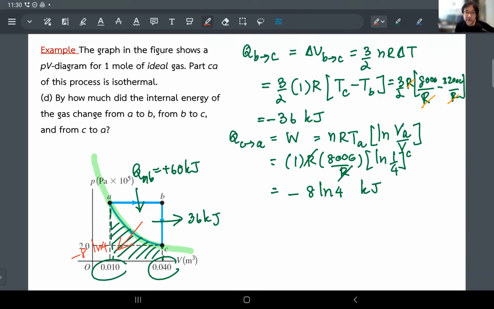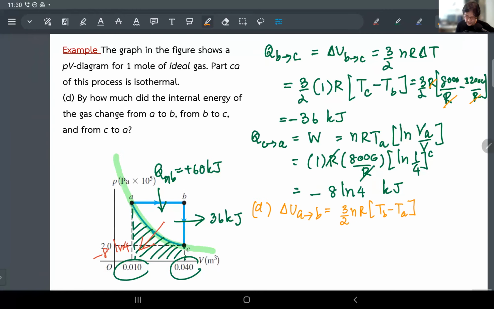All right, if this is good, now let's answer part D. By how much did the internal energy of the gas change from A to B, from B to C, and from C to A? But this is like a backward question because we have already calculated everything. So it's supposed to be simple. Let's try it. Part D. Delta U from A to B, guys, is going to be 3/2 nR times T at B minus T at A. You guys with me? We already calculated this actually. It's right down here.